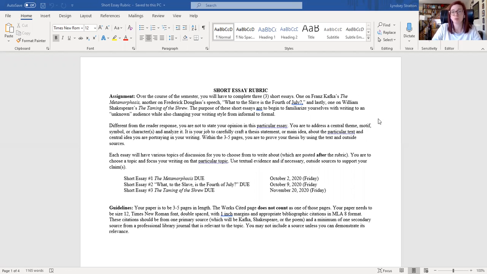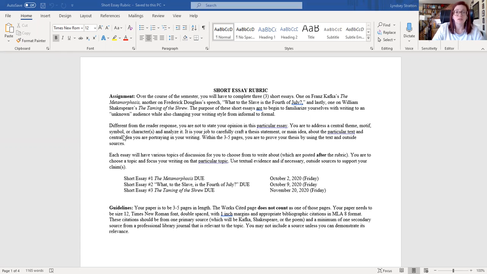Okay, so here is the rubric. This is uploaded under the modules, week 5. Sorry, I don't remember off the top of my head. It'll also be under the folder in files. So you'll go to files, you'll click the folder rubrics, and this will be there. Okay, so let's go over it.